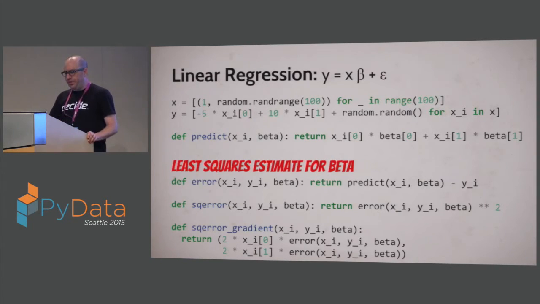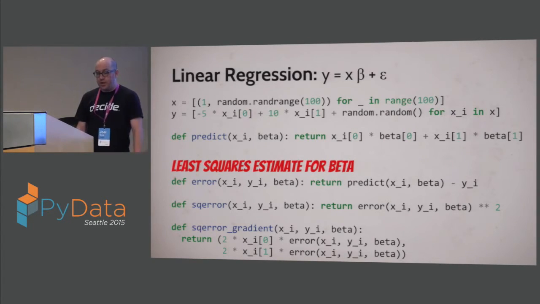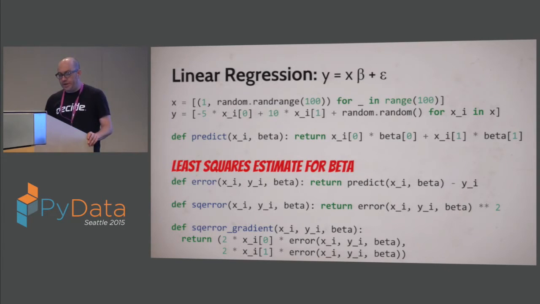And so we typically do this using a least squares estimate. So trying to minimize the squared errors. So the error is just the difference between the prediction and the actual value. The squared error is the square of that. And the squared error gradient is just a tiny bit of calculus, which I'm not going to go through, but you can do for fun. Calculus is fun.